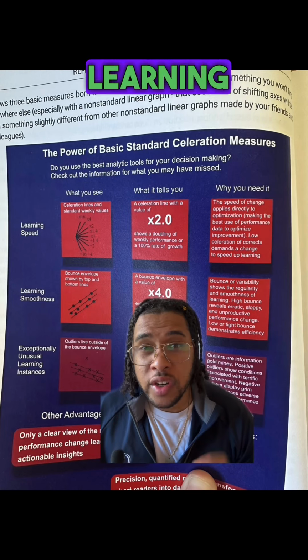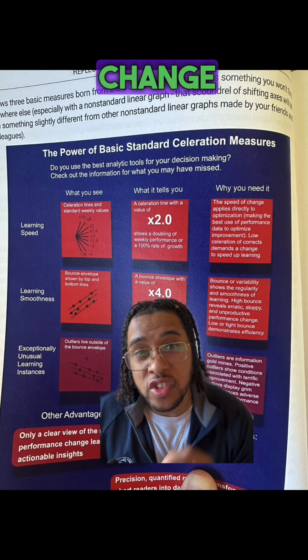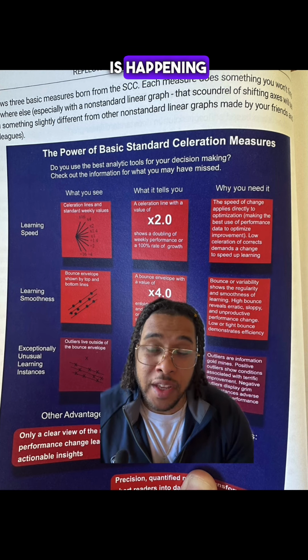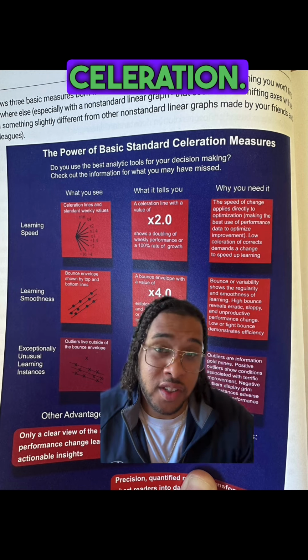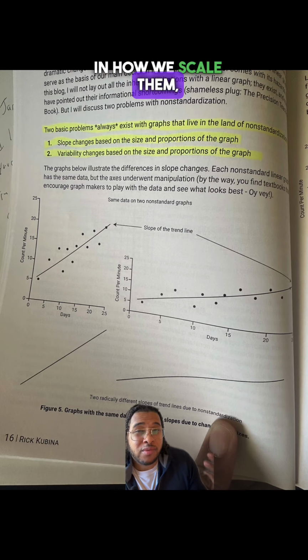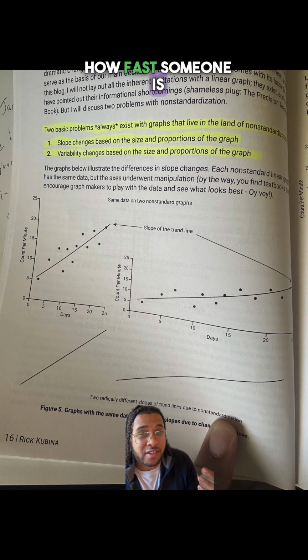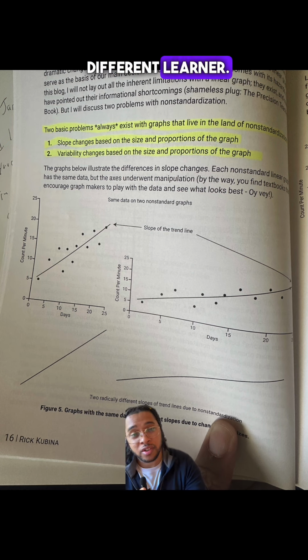If we describe learning as a change in performances across time, we need to be able to measure that change to determine if learning is happening and to what degree. We measure that change with celeration. You see, on the regular old line graph, there's no rules in how we scale them, so we can't really determine how fast someone is learning, and it's going to look different for every different graph and every different learner.